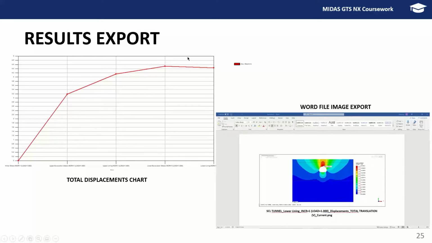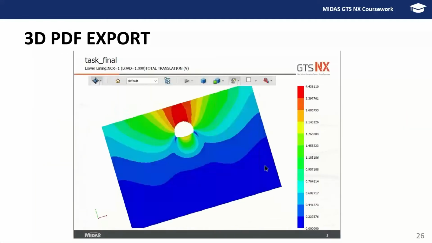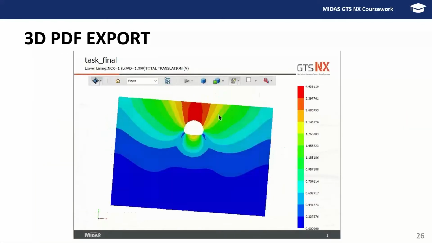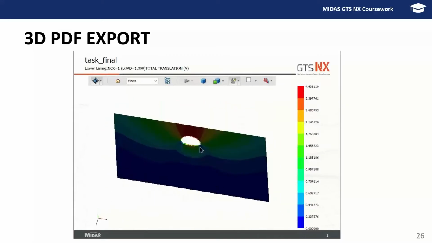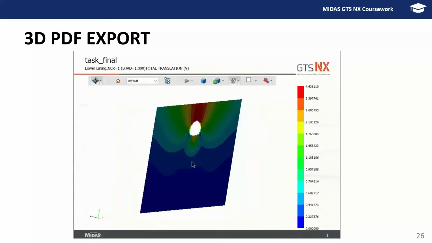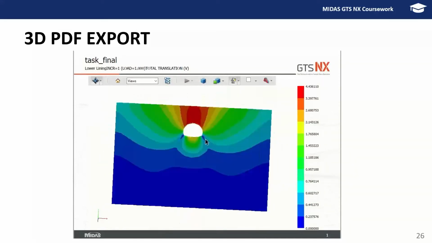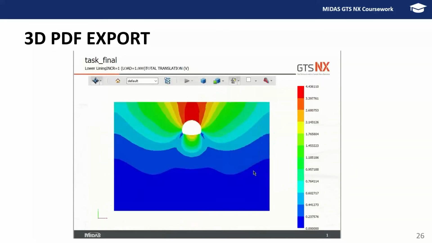So these are the displacements chart, or the Word file image can be exported. Like if you have the snip, you can directly export that into the Word file. You can also generate the 3D PDF based on whatever you require in terms of your results. So for the initial presentation, that was all I had.